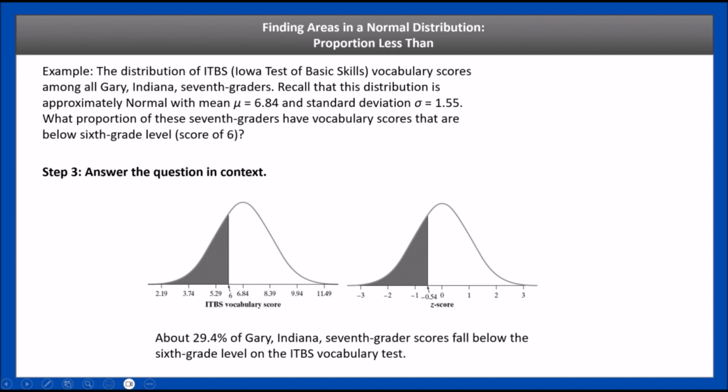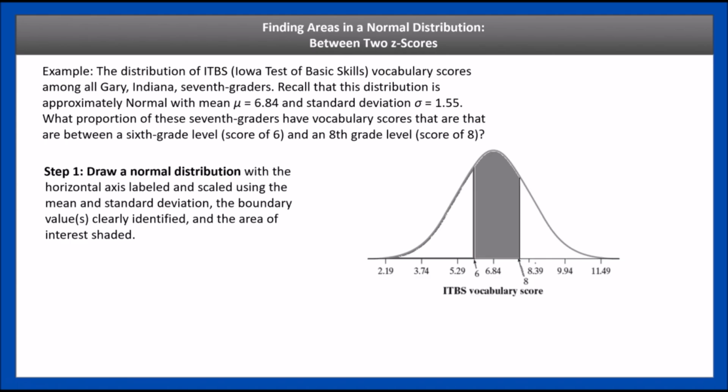So now let's take a look at an example where we're doing between two z-scores. So same ITBS example, but this time we want to figure out what proportion of these 7th graders have vocabulary scores that are between a 6th grade level and an 8th grade level. So that's between a score of 6 and an 8. So I went ahead and labeled this for step 1. I did the normal distribution just like we did in the previous example. This time I marked 6 and 8 on the graph, and I want to shade the area between them since I'm looking for the proportion between. So this is step 1.